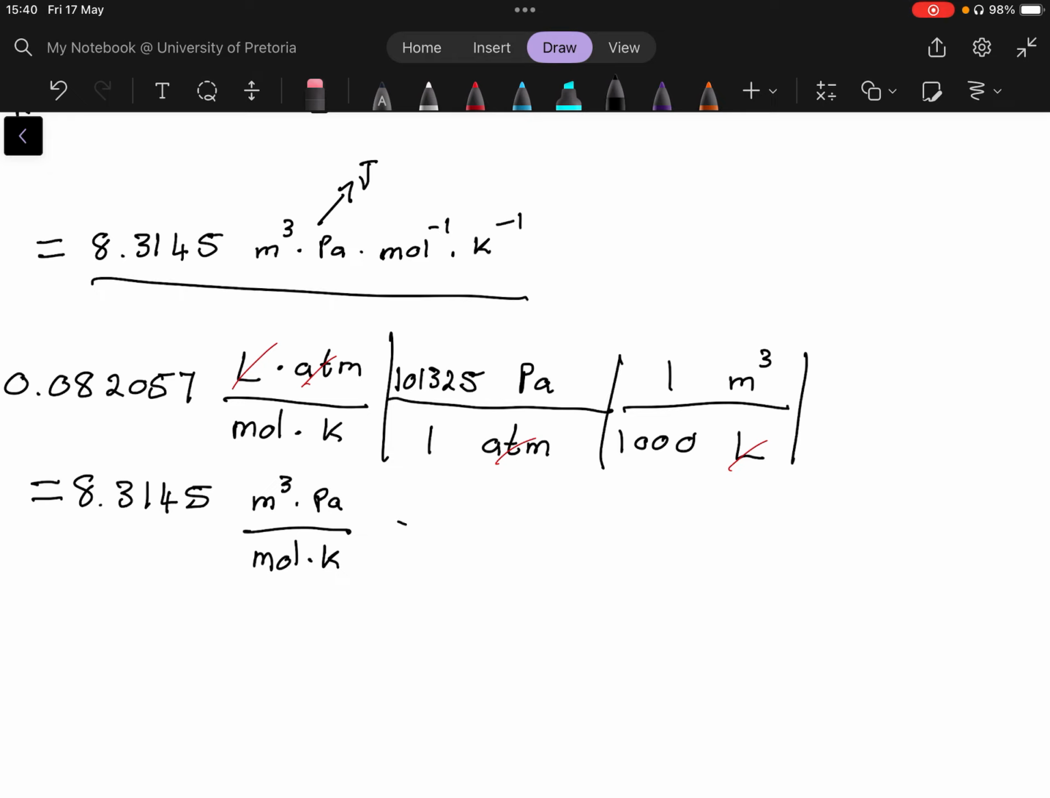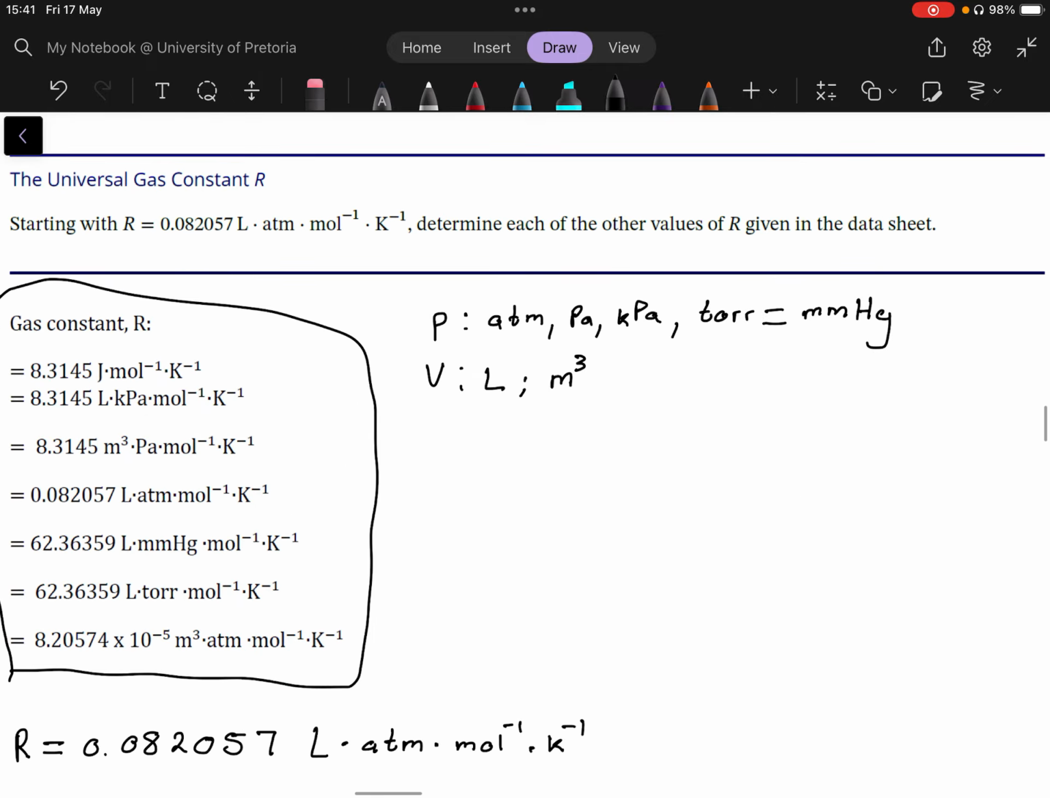Then you can immediately identify that cubic meter Pascal is a joule, because a joule is a kilogram cubic meter, or Newton per something. I can't actually remember, but you can go check what a Newton is. So in other words, this is 8.3145 joule per mole per Kelvin. So we've done three of them, and you can switch in between them.